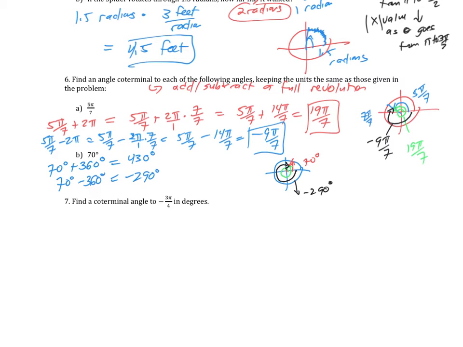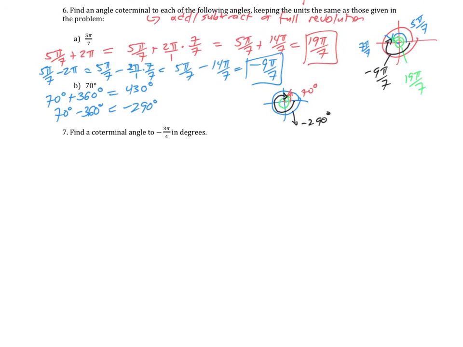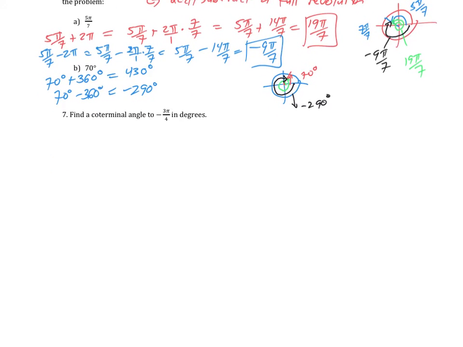Okay, the next problem I'm going to do in two ways. So I want to find a coterminal angle to negative 3 pi over 4 in degrees. So the first way I want to solve it is just with a sketch, and see if we can reason through it. The second way, I could do the same thing that I did in problem 6 and then convert it at the end.